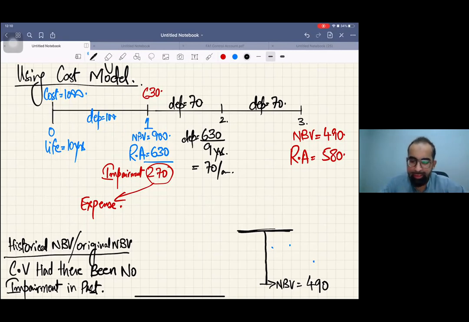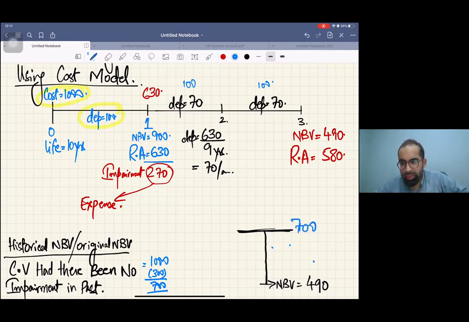Let's calculate it. Easy. Look at the screen. We bought the asset for 1000. In year one, the depreciation was 100. And if there is no impairment, the depreciation here is also 100, and here also 100. So what would be the NBV if there had been no impairment in past? That would be 1000 less 300, that is 700. 700 is your historical NBV. Your border is 700.